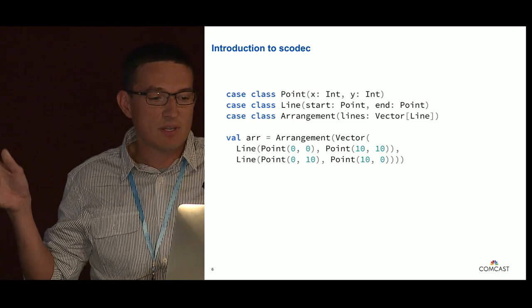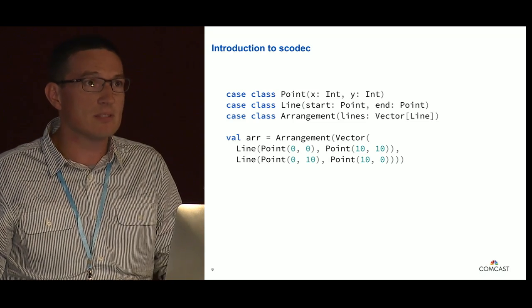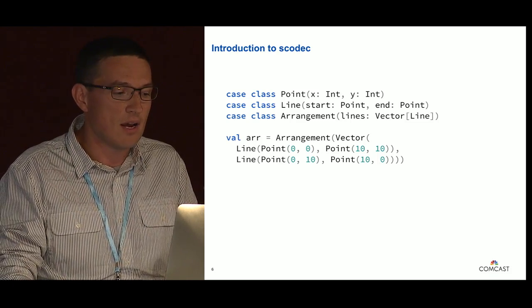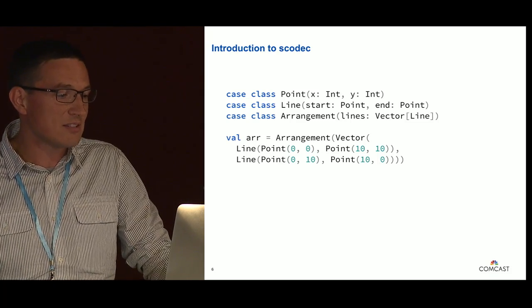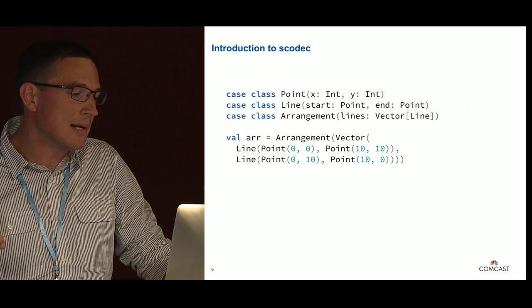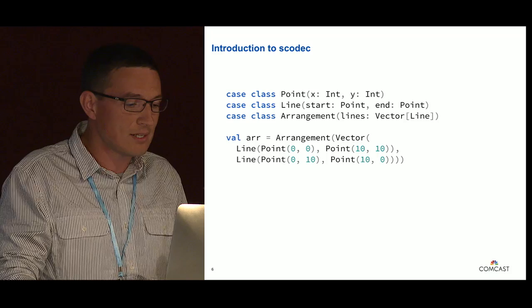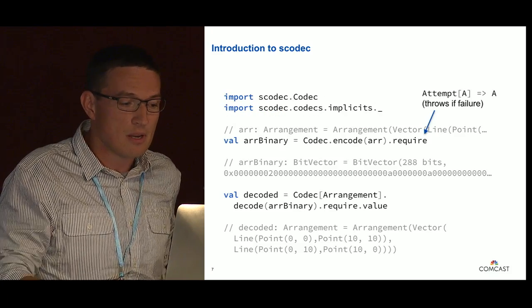So here we have three very simple case classes: a point that's made up of 2 ints, a line that's made up of 2 points, and an arrangement, just a vector of lines, right? We instantiate that and assign it to a val ARR. And we just have a point from 0, 0, or a line from 0, 0 to 10, 10, and another line from 0, 10 to 10, 0.